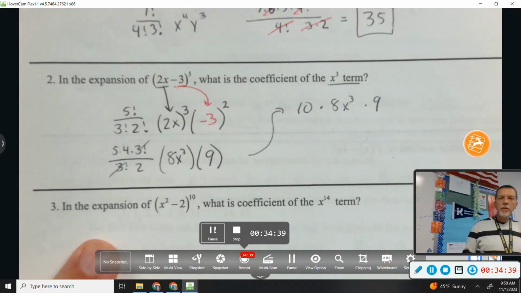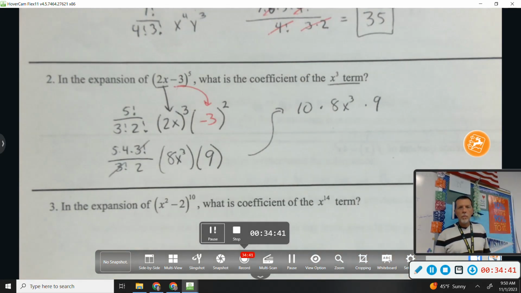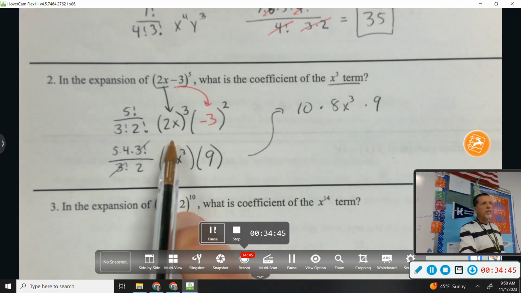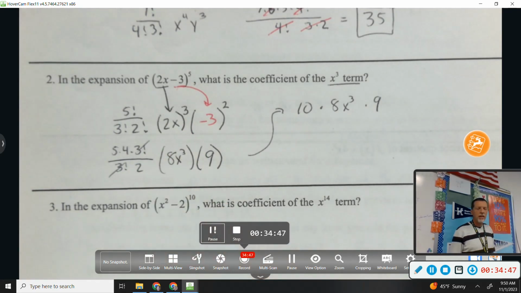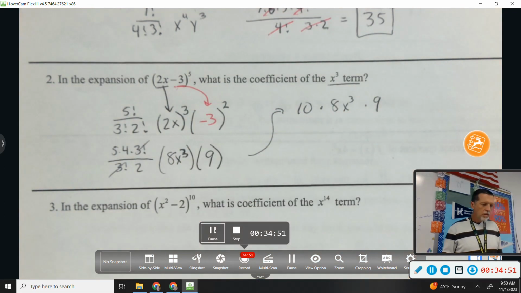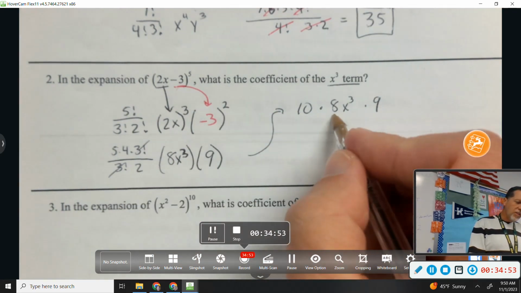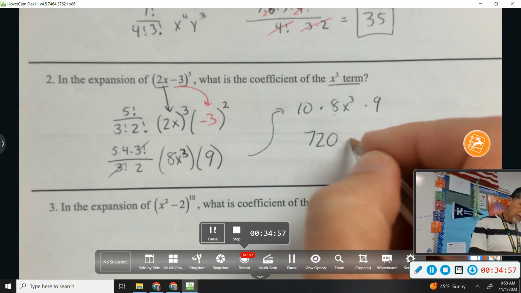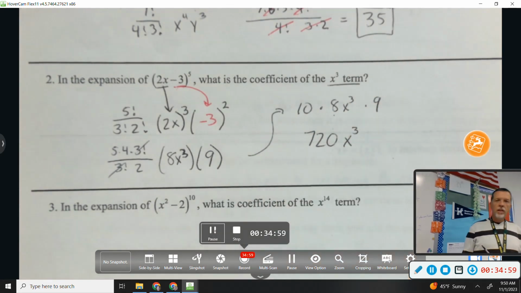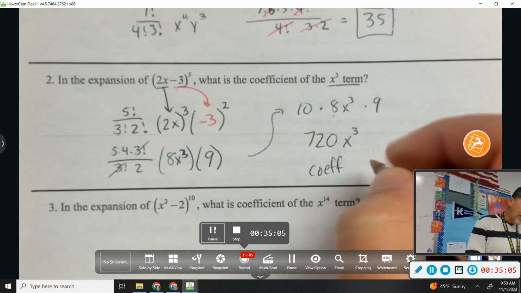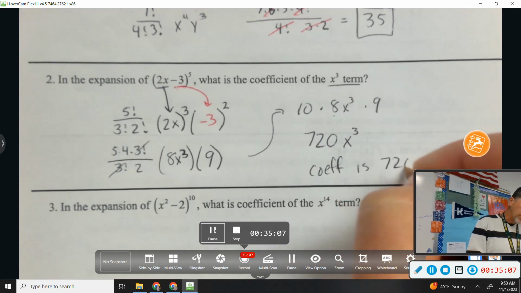10 times 8x cubed times 9. Why did you do it times 8x cubed? I cubed the 2x. Oh. So cube the 2 and cube the x. 9 times 8, 72, times 10 is 720. So that term would be 720x cubed. I guess that means our answer then, the coefficient is 720.